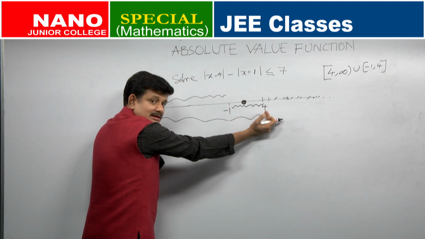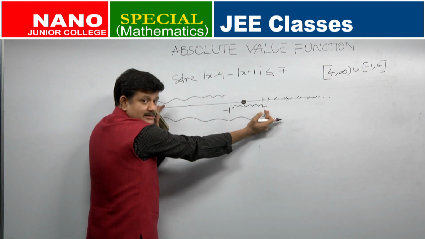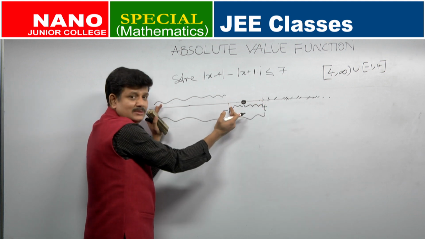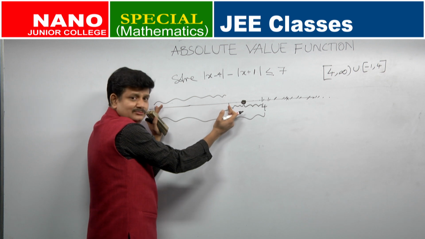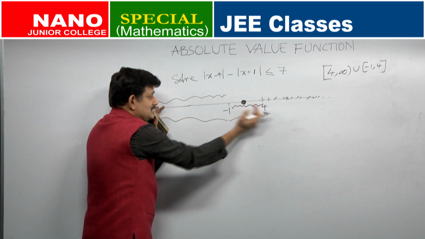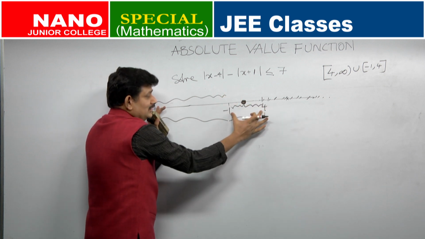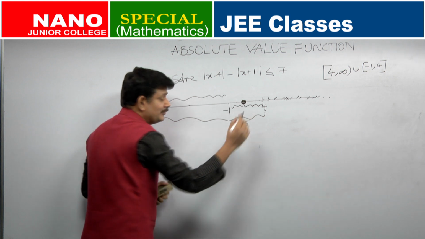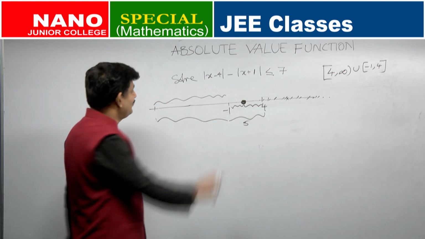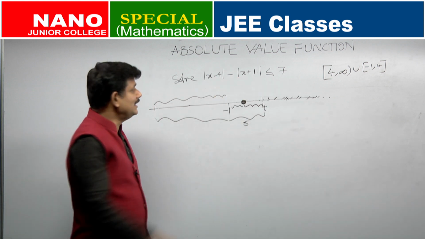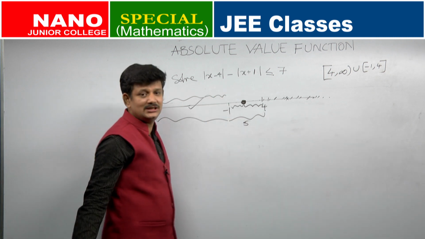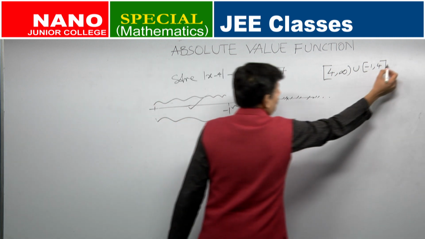Visualize it. See here, x is here, |x − 4| is this distance, |x − (−1)| is this distance. So, from this distance I am subtracting this particular distance. What will you be left with? This one, right? How much is it? 5. So, irrespective of the value of x here, this difference will always be equal to 5. And is 5 less than or equal to 7? Yes, it is. So, each and every number in this case will again be part of your answer.